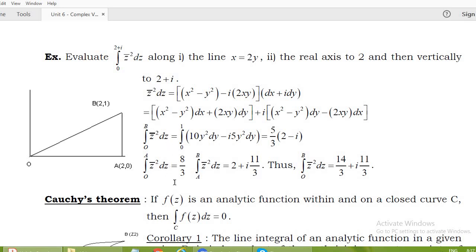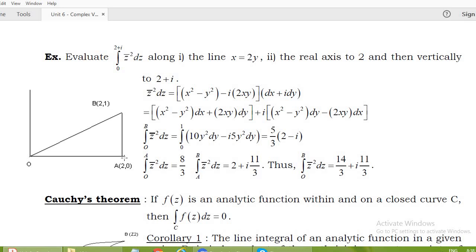So again we will be dividing this into two parts. In the first part, the integral is from 0 to A. An equation of this is y equal to 0, so dy will be equal to 0. Put here, and after that limits of x change from 0 to 2, and we are getting answer as 8 by 3.